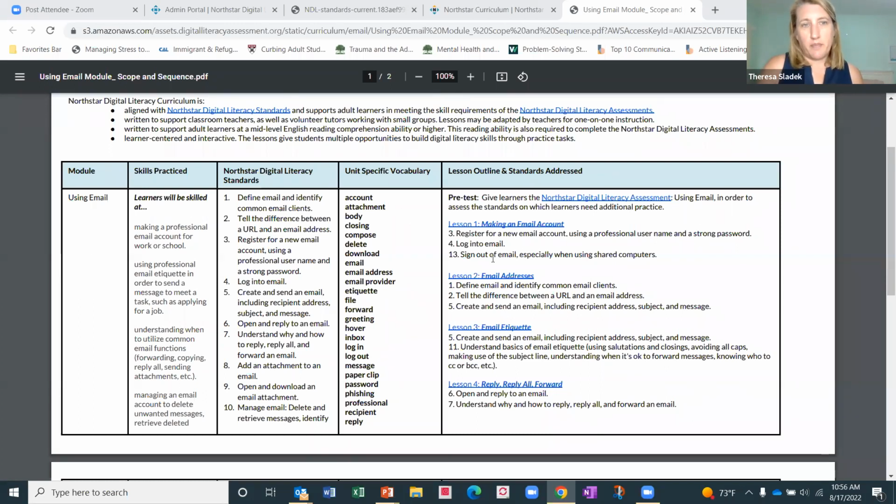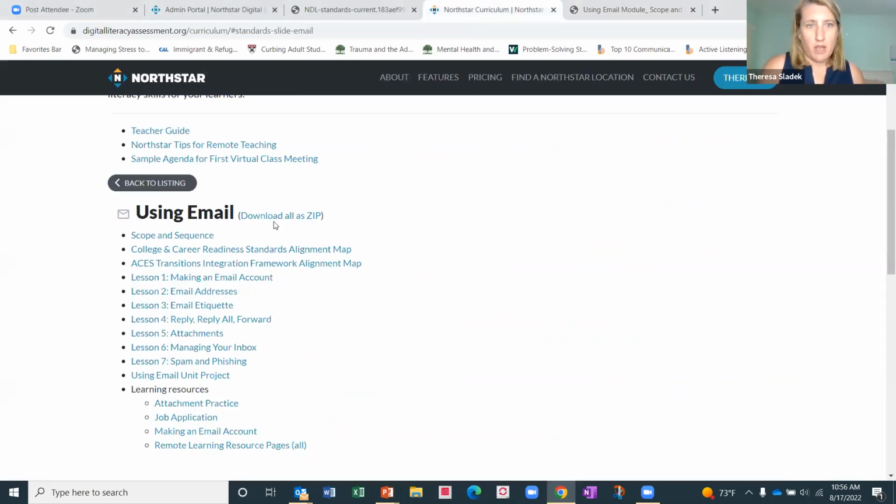So here you have the scope and sequence. And if you're interested in how this aligns with the college and career readiness standards, there's an alignment map. There's also one that shows alignment to the ACES TIFF. And then we get into the lessons themselves. Finally, there's a unit project for every topic that will align directly with the college and career readiness standards. It takes some reading material and really goes through it in an academic fashion. And then, using the skills that have been learned in this unit, people ultimately create a project using both of those things.